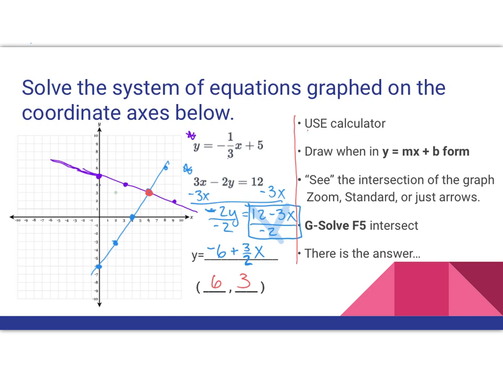You're going to use the calculator. You place them both in on y1, y2. Do the draw. When you get into the y equals mx plus b form, you must see the intersection, and you can do a zoom auto, you could do a standard, or you can just use the arrows to move it up and down. But you must see the intersection. Once you see the intersection, you press G-Solve, which is F5. Then you press intersect, which I think is the same, F5. And then there's the answer. It'll say x equals 6, y equals 3.